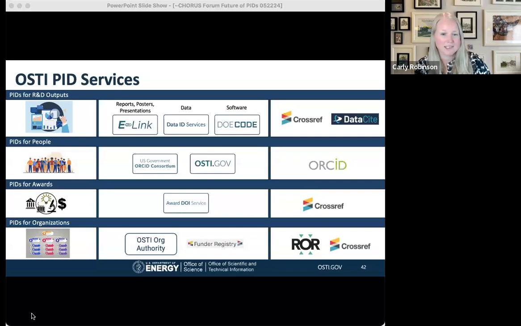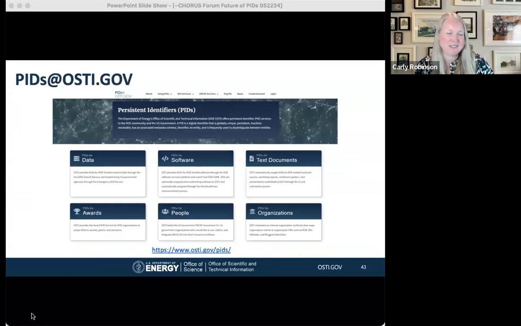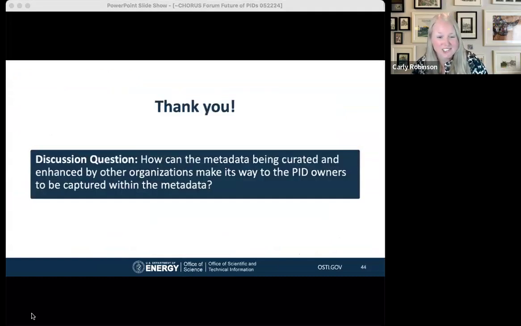We've maintained the DOE hierarchy in the Open Funder Registry, and as that's transitioning to ROR, which Amanda will talk more about, we're making sure that all of the DOE Open Funder Registry entries are also included in ROR. If you go to the next slide, if you're interested in finding more about our services or our approach to persistent identifiers generally, we have a site dedicated to this at osti.gov/PIDs. And I will end on the next slide with a question.